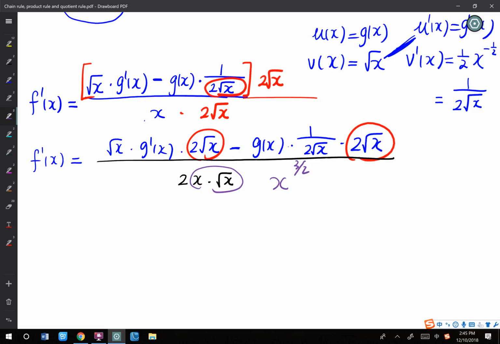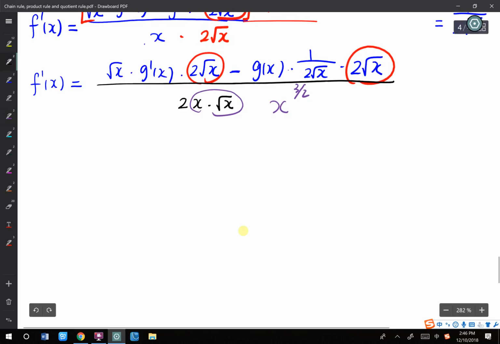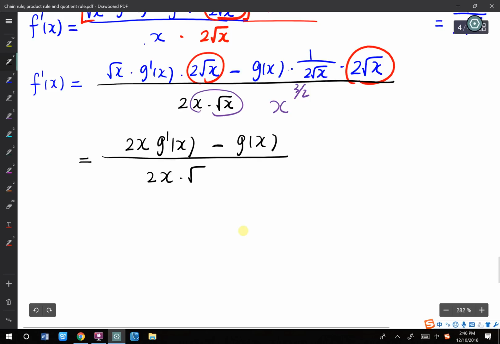If I don't give you a 4, I just say what's the f dash x? Your answer needs to be a good answer, which means it needs to be just numerator and denominator with whole numbers, can't have a fraction on it. So what I will have here is 2x g dash x. For the first one, root x and root x becomes x, and the 2 in the front, 2x g dash x minus gx. The 1 over 2 root x and 2 root x cancel each other, and then we have 2x times root x, or you can say that's 2x to the power of 3 over 2. That's the f dash x.